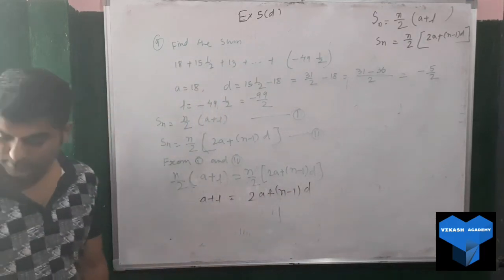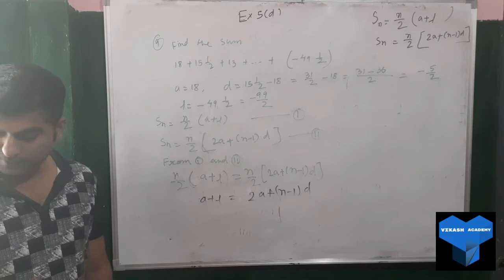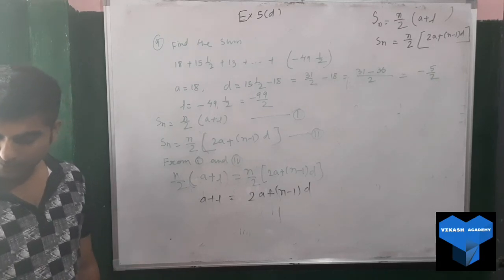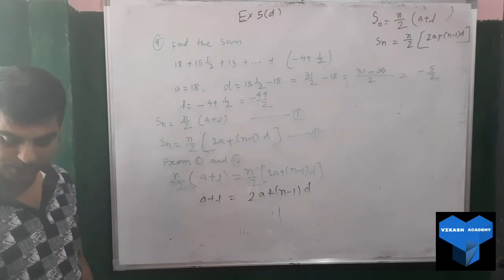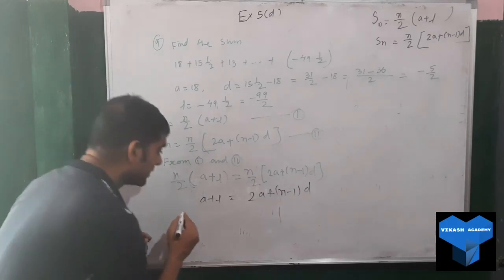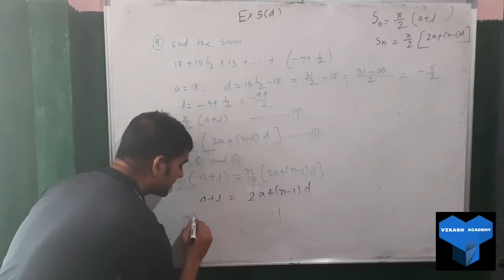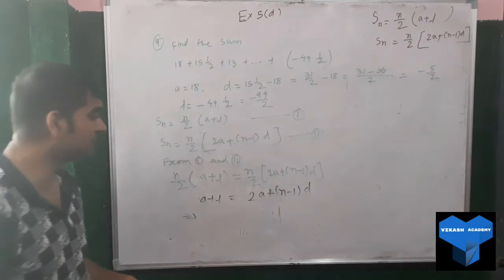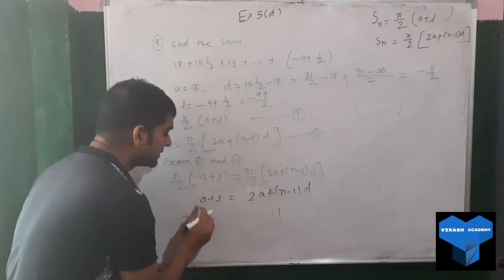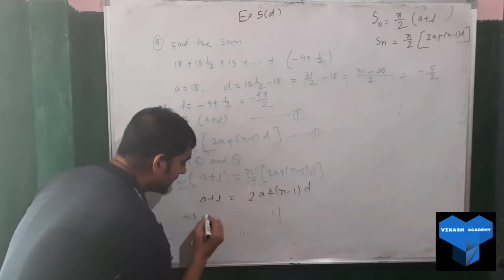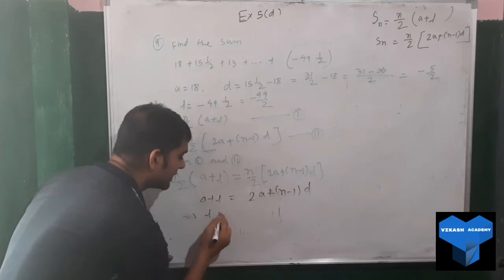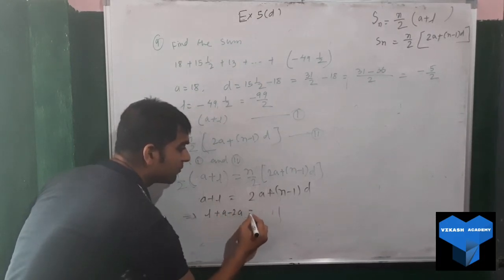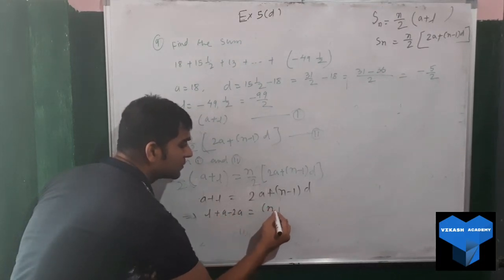Okay, next step. Let us first bring the a to one side. So we will bring a to one side, so it will be 2a minus a. Or you write here a, then it will be minus 2a equal to a minus 1, then d.